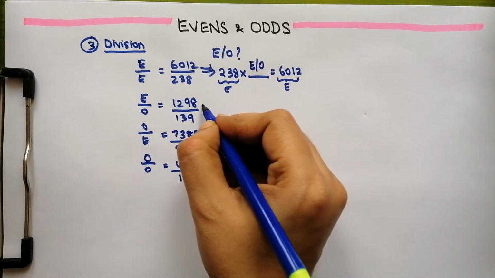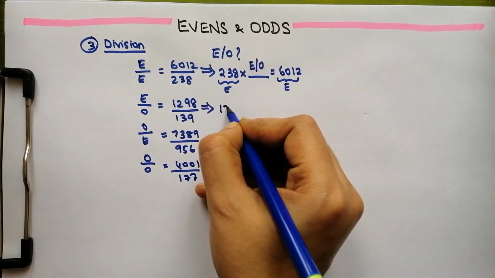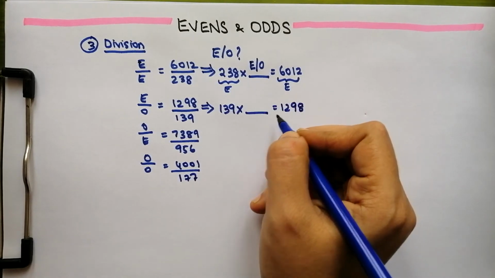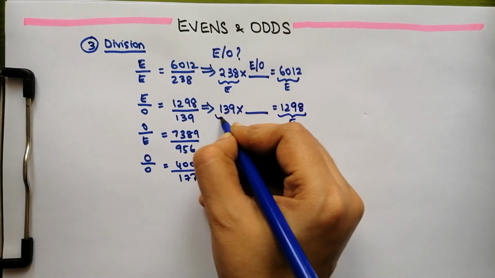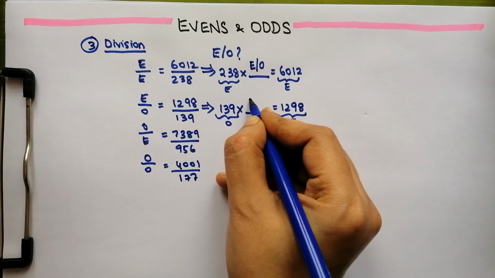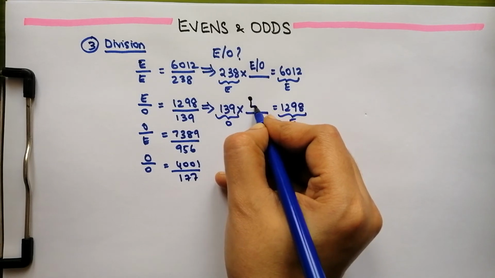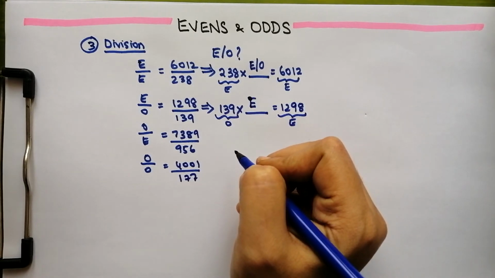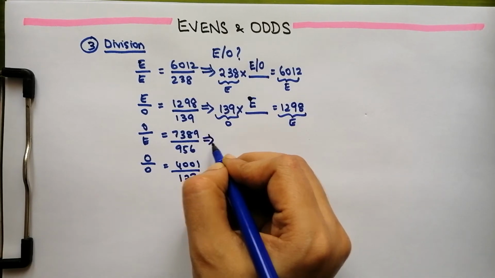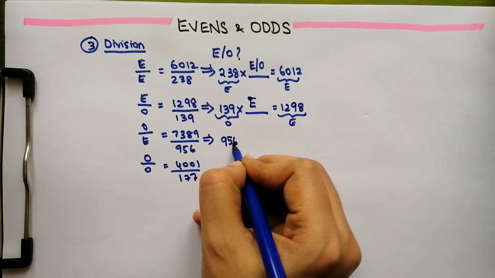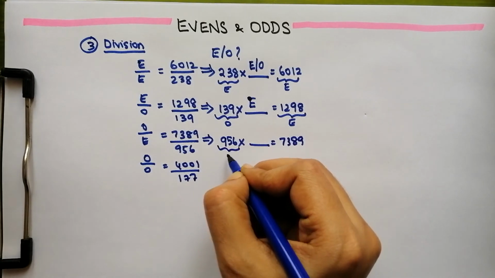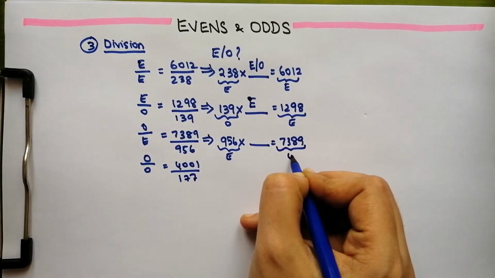This is the possibility. If you consider this one, we can write this as 139 into some number equal to 1298. Here we know that this is an even number, this is an odd number. So since this is even and this is odd, this obviously has to be an even number, because without an even number, you won't get the product as even. This one, if you see, 956 into some number equal to 7389, right? This is even, this is odd.